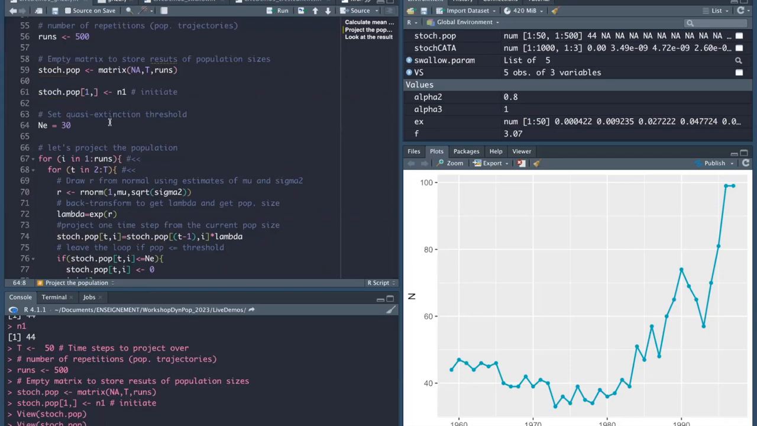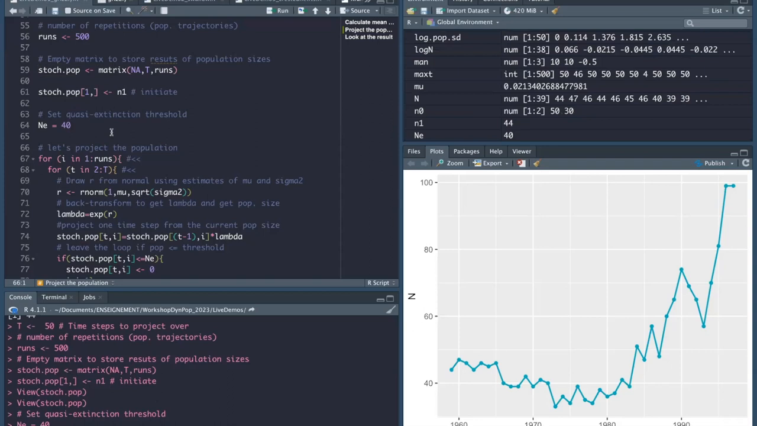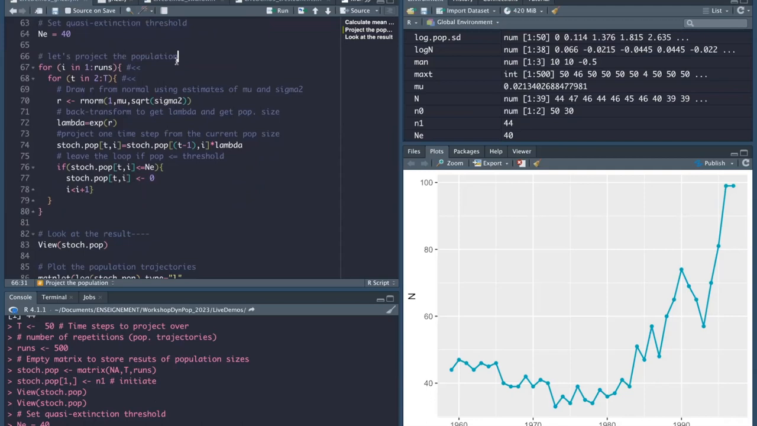In the classes, we set the quasi-extinction threshold to 30 bears. Let's say we increase it because there's some good reasons to think that 40 bears is the minimum viable population size. So let's set it to 40 and see how it will change the results. So now we can run the projections.